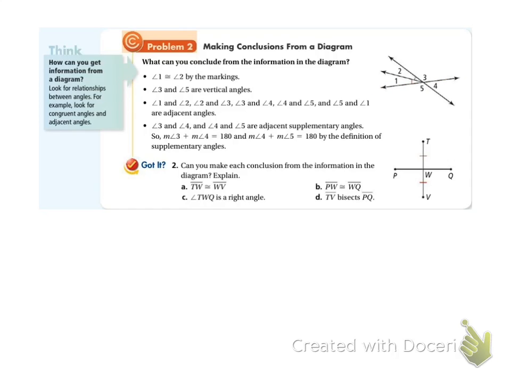Okay, so let's try this on our own looking at this new picture. We want to know, can we make the conclusion from just what is marked in this diagram? So, do I know that TW is congruent to WV? TW and WV, yes, I do, because they're marked. A, yes, marked.